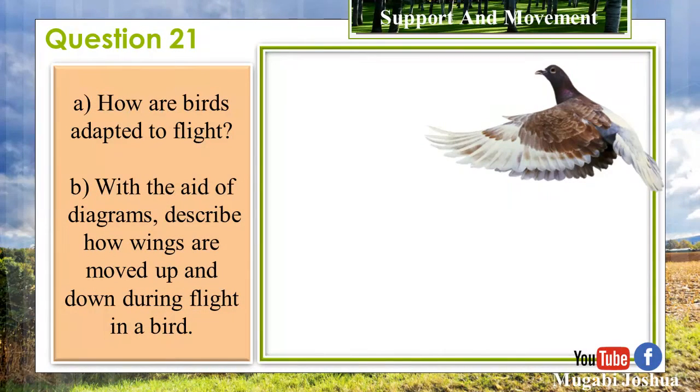Question 21. How are birds adapted to flight? Part A. How are birds adapted to flight? And Part B. With the aid of diagrams, describe how wings are moved up and down during flight in animals. We shall start with Part A. Part A says, how are birds adapted to flight?